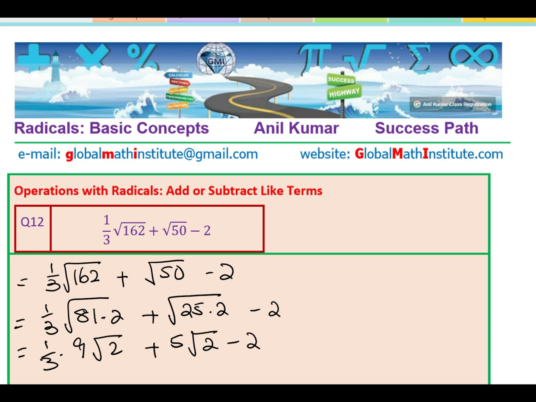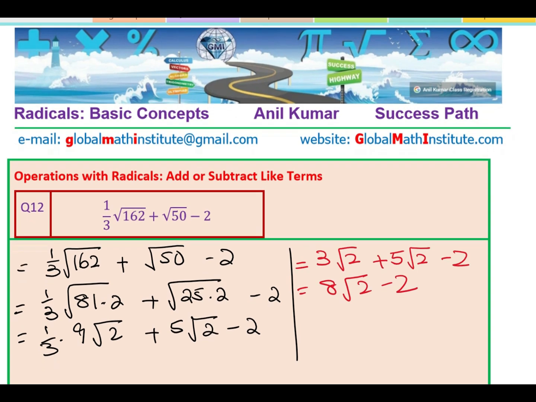So this is 1/3 of 9 square root 2 plus 5 square root 2 minus 2. You can combine the like terms. Let me rewrite here. So 1/3 of 9 is 3. 3 square root 2 plus 5 square root 2 minus 2. 3 plus 5 is 8. So we get 8 square root 2 minus 2, right? Now, that is how you're going to write this answer, right? They cannot be combined further.